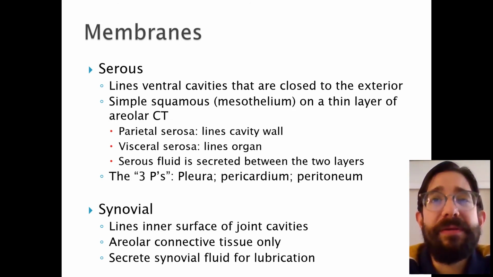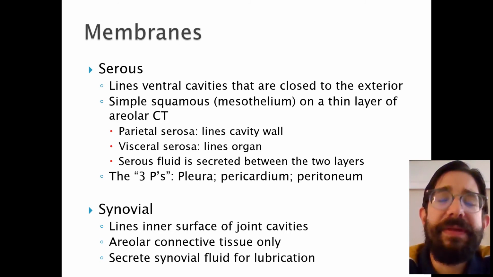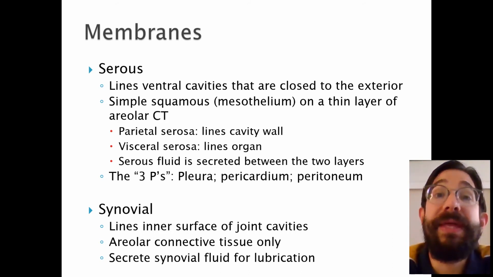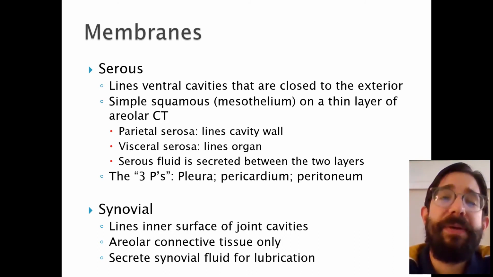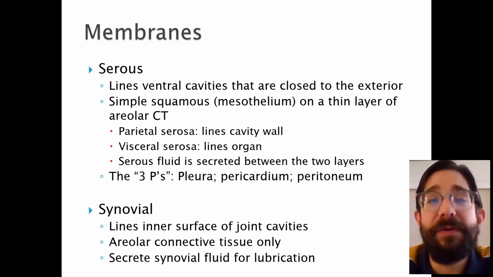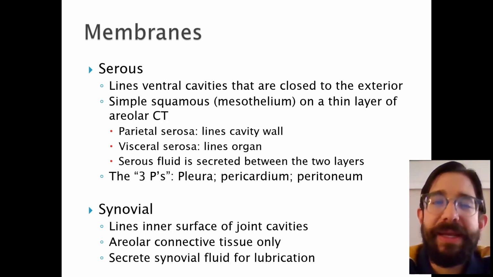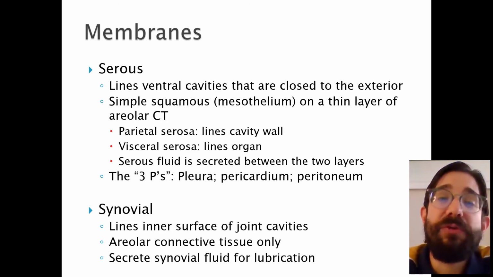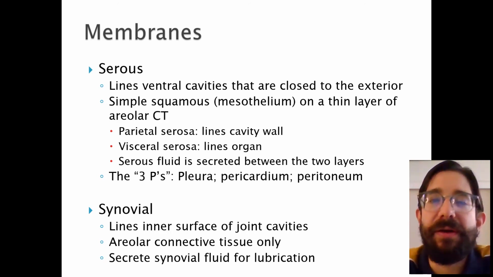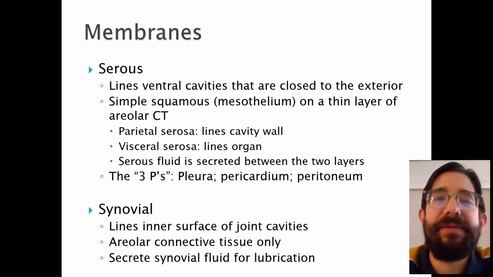Serous membranes we already talked about. So if you want to know more, you can revisit the first topic we did when we did serous membranes. As a quick refresher, those were the 3 Ps: the pericardium, the peritoneum, and the pleural membranes. And last, there's a special type of membrane called synovial membranes. Those are found inside your joint cavities. There's areolar connective tissue, and they secrete this lubricating fluid to make sure your joints are friction-free environments.